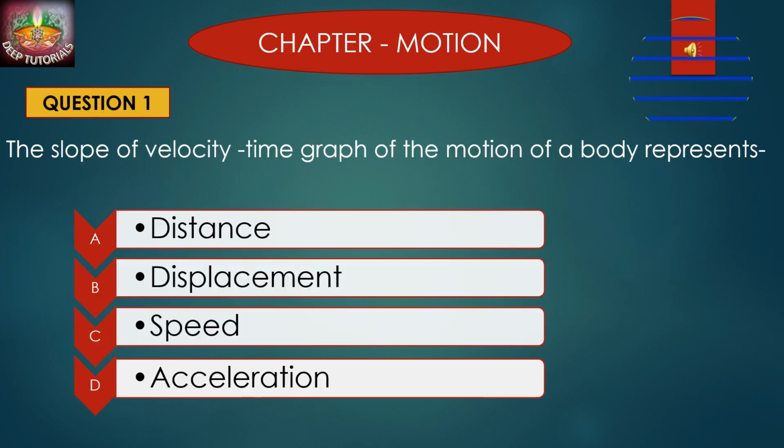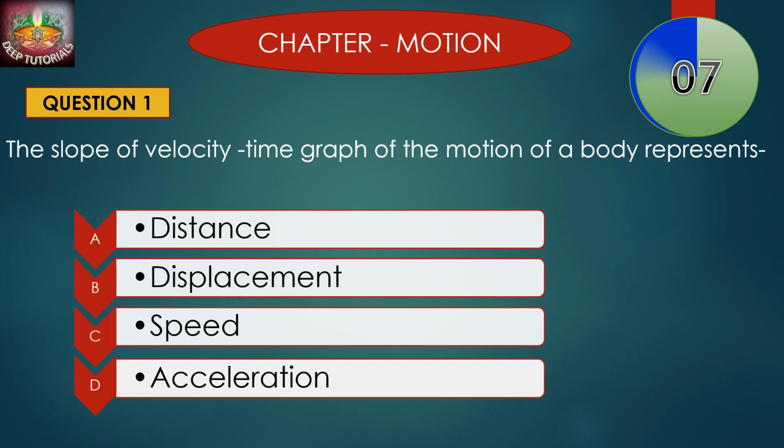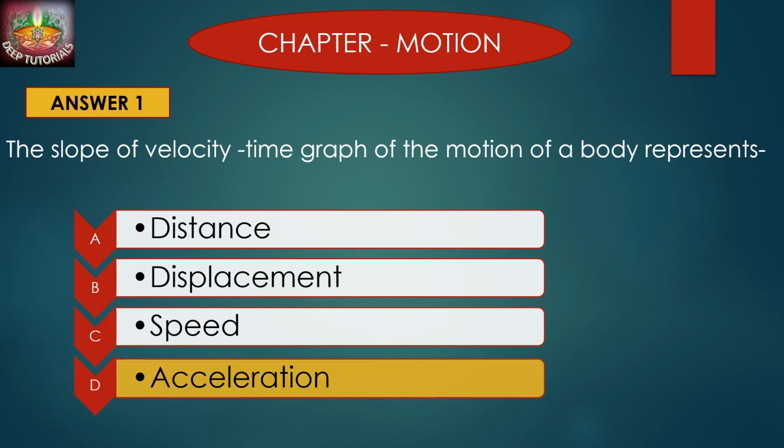So are we ready? So here comes the question number 1. The slope of a velocity time graph of the motion of a body represents, your options are distance, displacement, speed, or acceleration. The correct answer for question number 1 is acceleration.